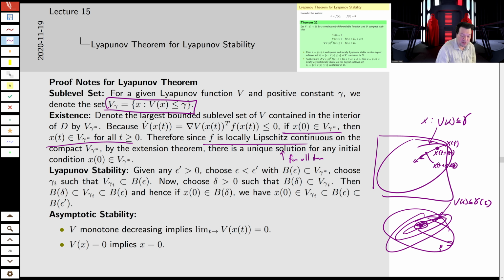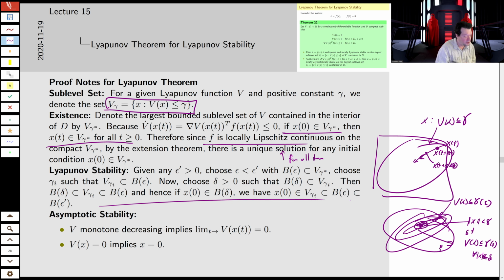Well, we find the largest ball delta which is contained in that set, such that V of x is less than or equal to gamma, and that's gamma of epsilon, for all x, let's say, less than or equal to delta. All right. So that's the outline of the proof.